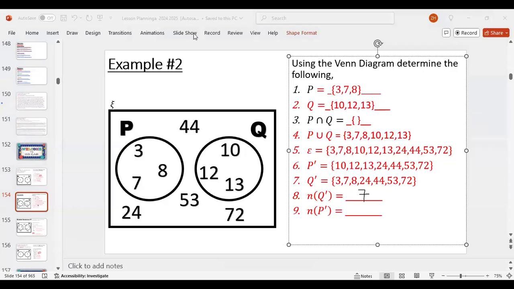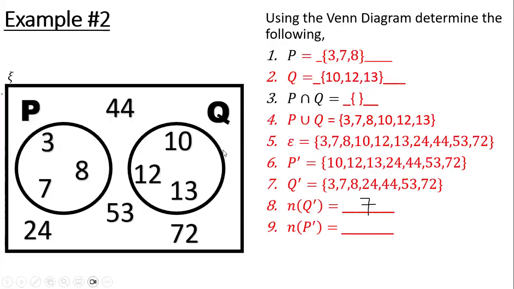It's going to be the number of elements in P complement. What do y'all have for that? 7. 7 as well. It's also 7. Let's count: 1, 2, 3, 4, 5, 6, and 7. Yeah, it's 7 as well. So it's going to be 7.